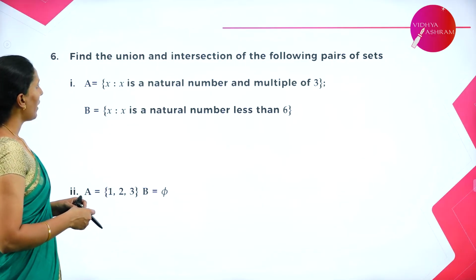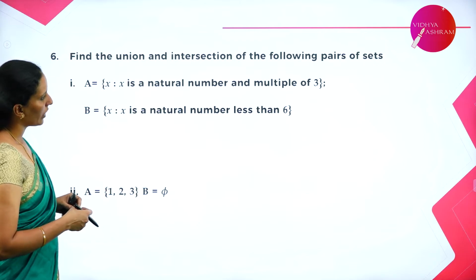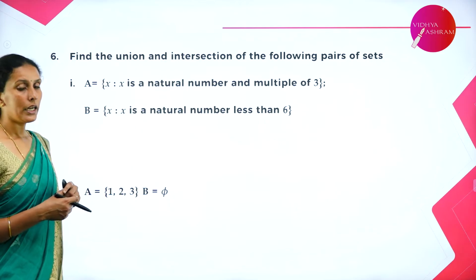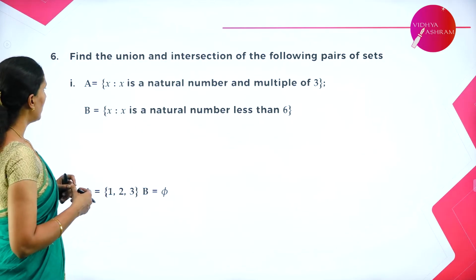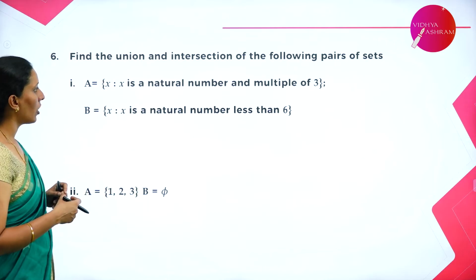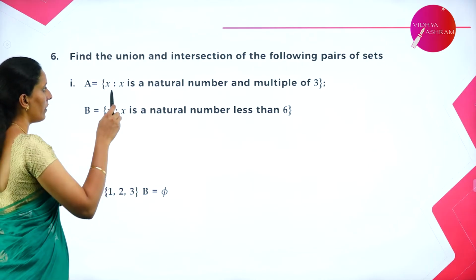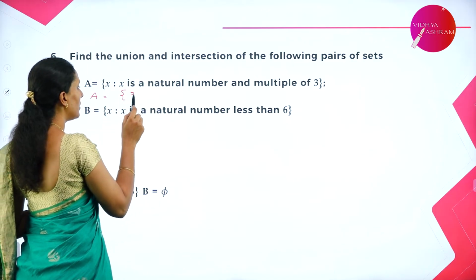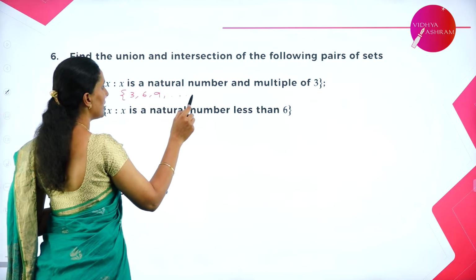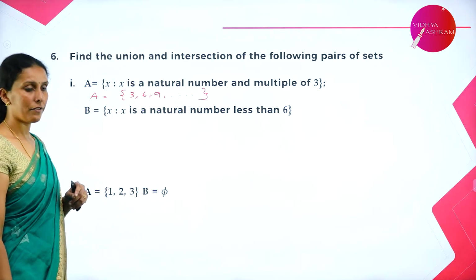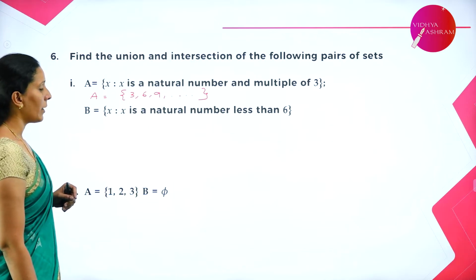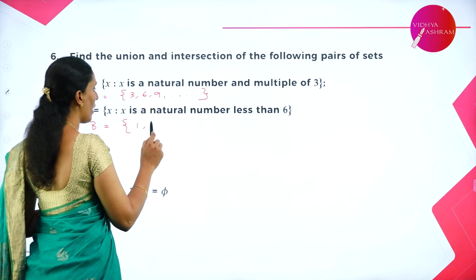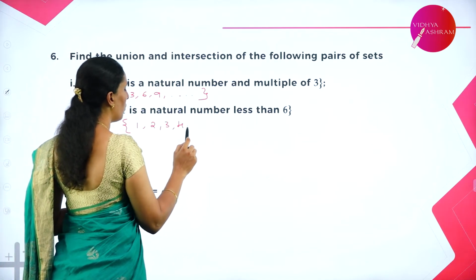Next question, find the union and intersection of the following pairs of sets. Here one pair is given, and we need to find the intersection as well as the union of the sets. The first says A is the collection of all natural numbers that are multiples of 3. Then set A will start from 3, 6, 9, etc., and it goes on until infinity. Set B is the natural numbers less than 6. Then B means we have 1, 2, 3, 4, 5.